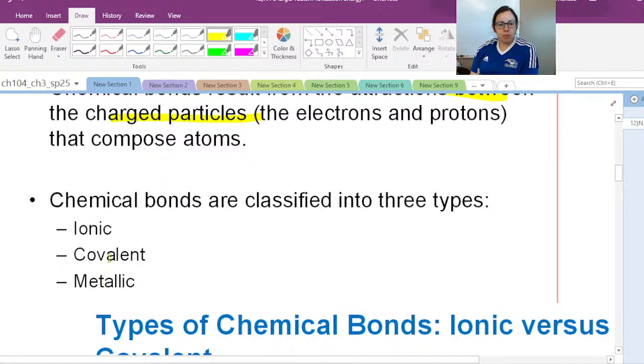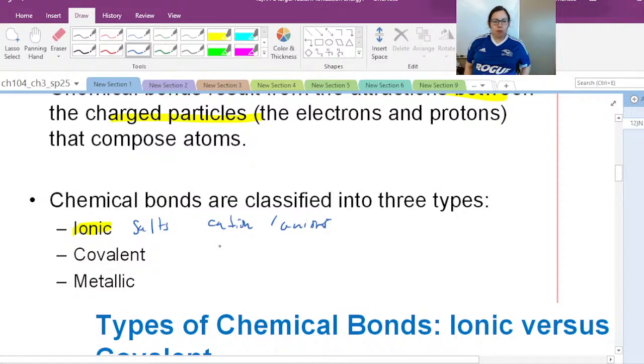And so we have three basic types of chemical bonds. So we're going to have ionic compounds, which we're going to see in just a second are salts. So they're made up of cations and anions. And again, we'll look into that. And then we have our covalent compound. So that is actually sharing of electrons. So we'll see that the ionic involves a transfer of electrons.